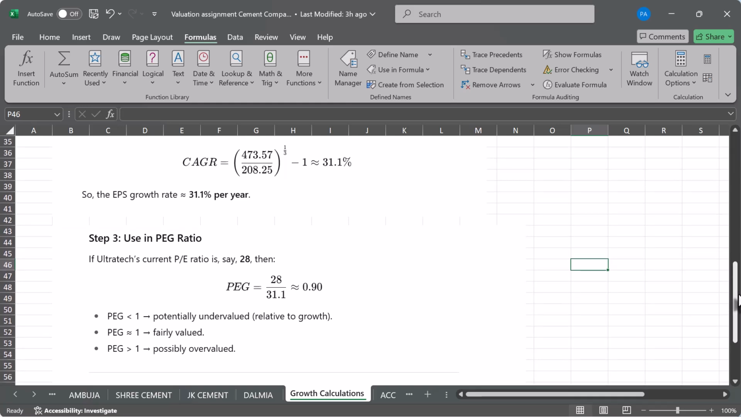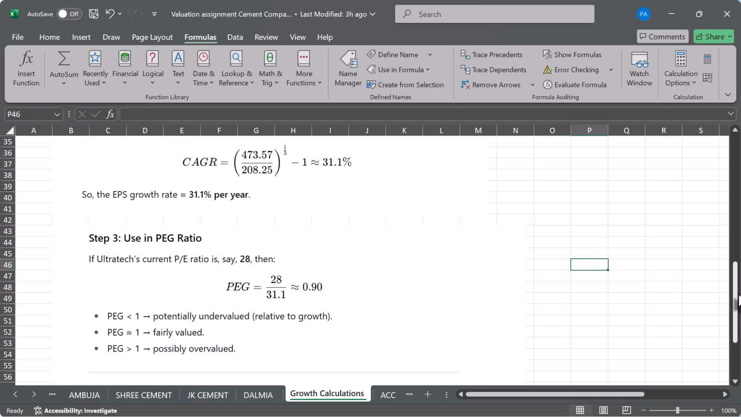Step 3, use in PEG ratio. If Ultratech's current PE ratio is, say, 28, then PEG is equal to 28 by 31.1, which comes to around 0.90. If PEG is less than 1, it means potentially undervalued relative to growth. PEG around equal to 1 is fairly valued. PEG greater than 1 means possibly overvalued.